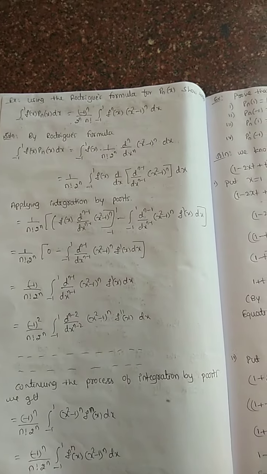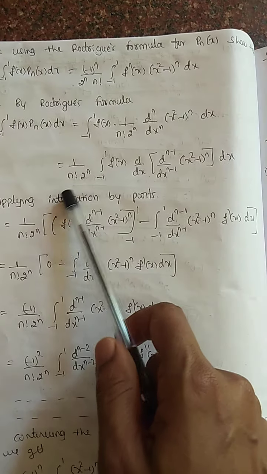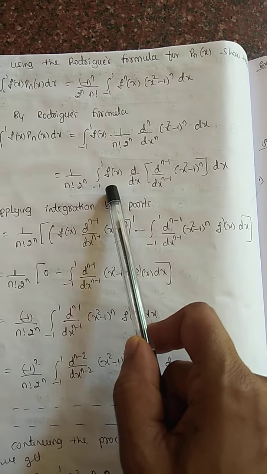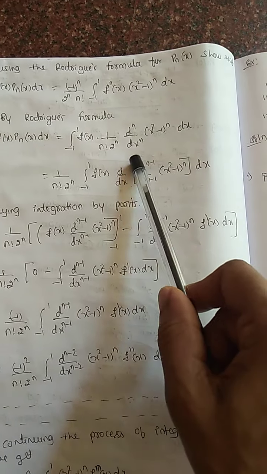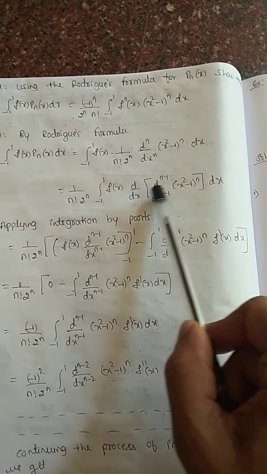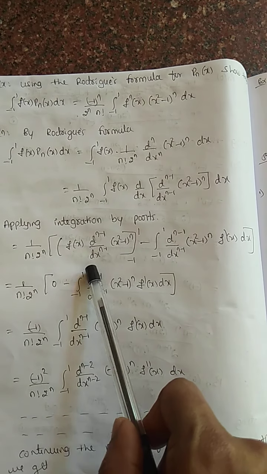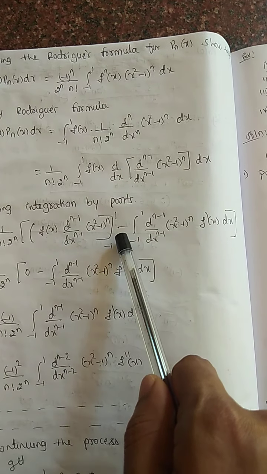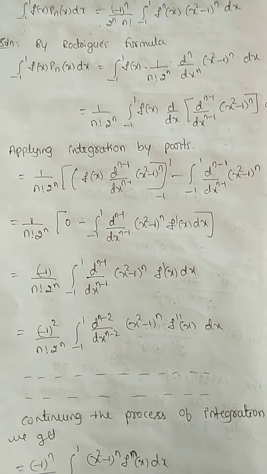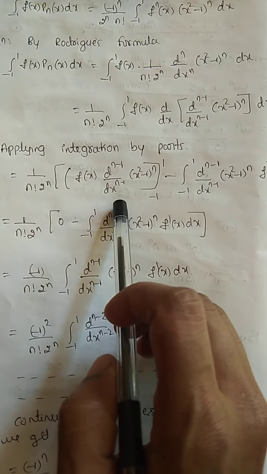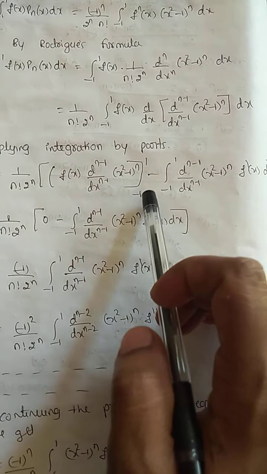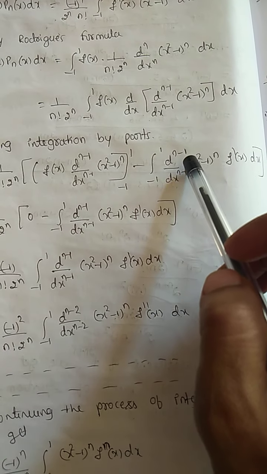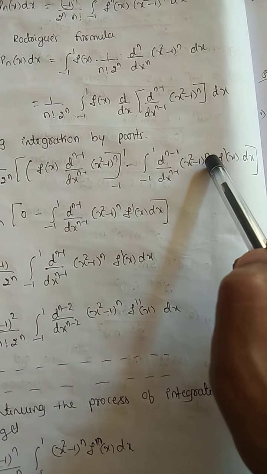Now integrating by parts, we can write 1 by n factorial 2 power n. This is u, this is v. u into the integration of v: integration and d by dx cancel, giving d^(n minus 1) by dx^(n minus 1) of (x square minus 1) power n. Apply the limits. Minus, f(x) d^(n minus 1) by dx^(n minus 1) of (x square minus 1) power n, the limits are 1 and minus 1. Minus integration of v, d^(n minus 1) by dx^(n minus 1) of (x square minus 1) power n, into the differentiation of u.